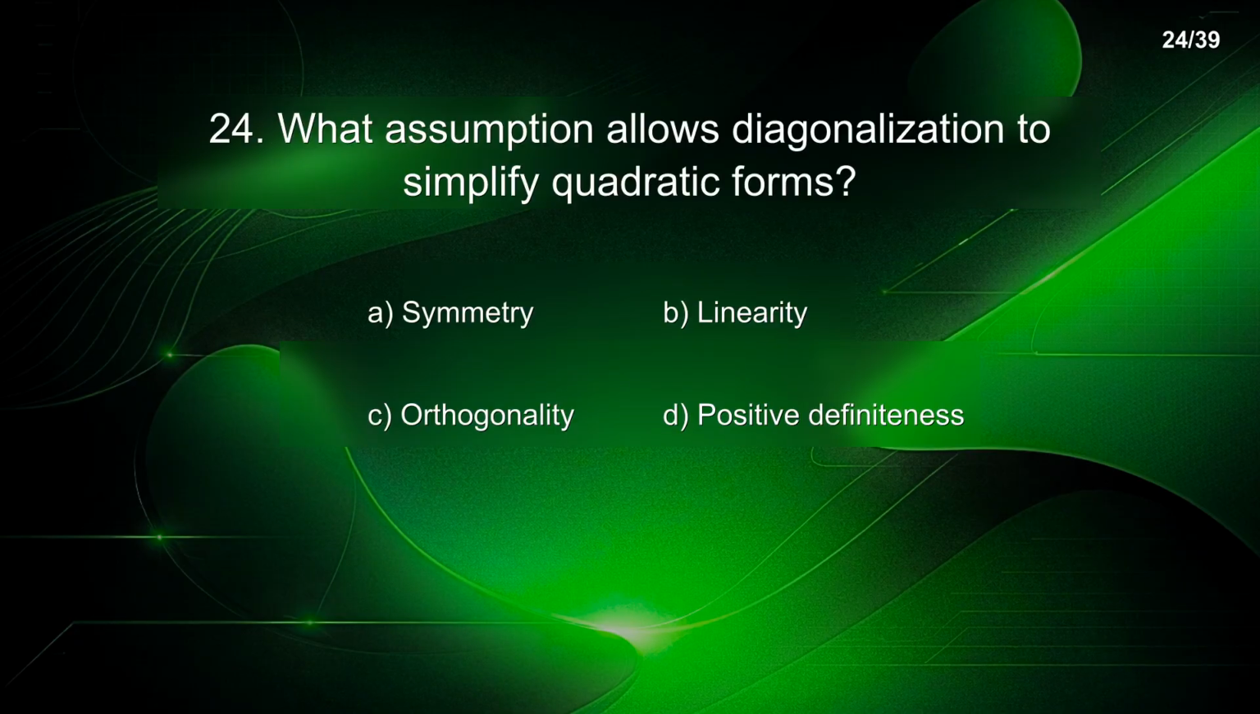24th question. What assumption allows diagonalization to simplify quadratic forms? A. Symmetry. B. Linearity. C. Orthogonality. D. Positive definiteness. Correct answer is A. Symmetry.